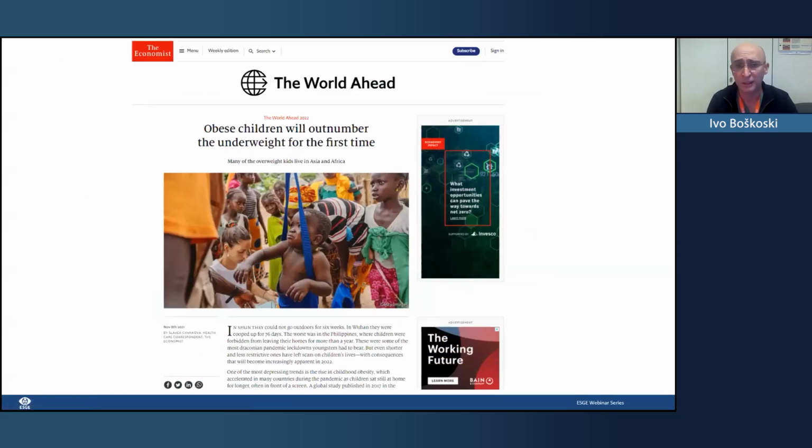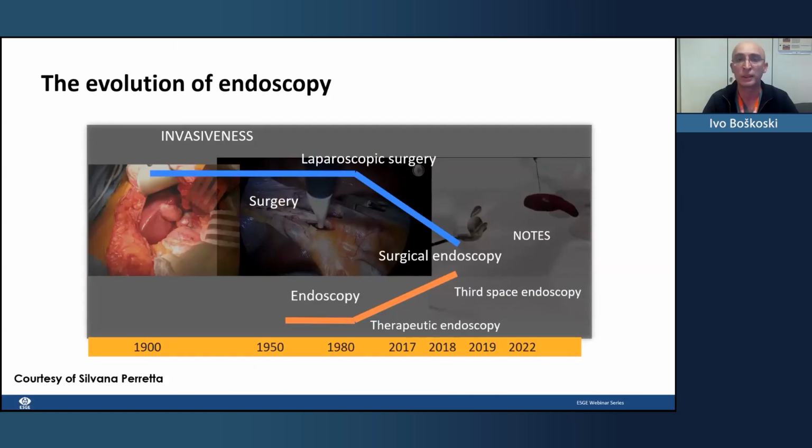What is very concerning is this. You see, for the first time in 2022, obese children will outnumber the underweight. And this is really scary, and we really need to do something.